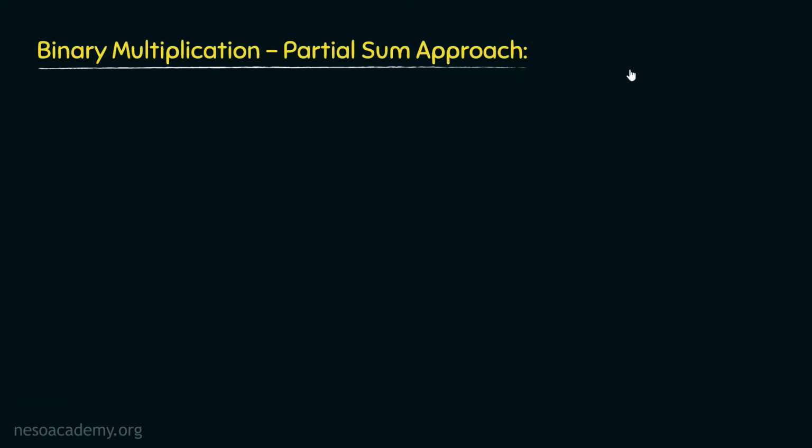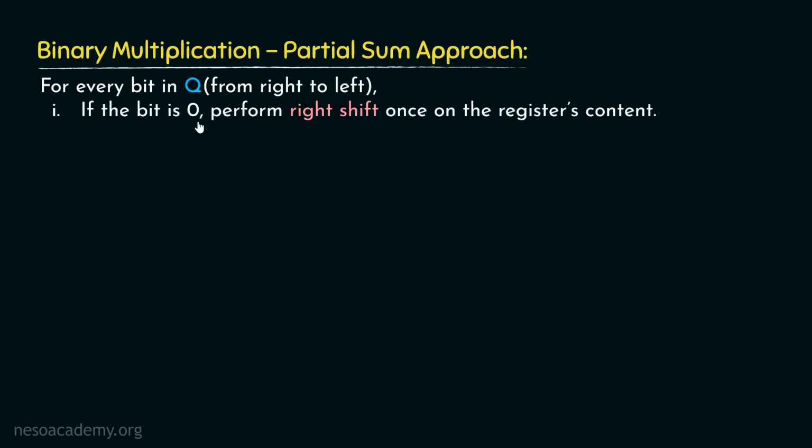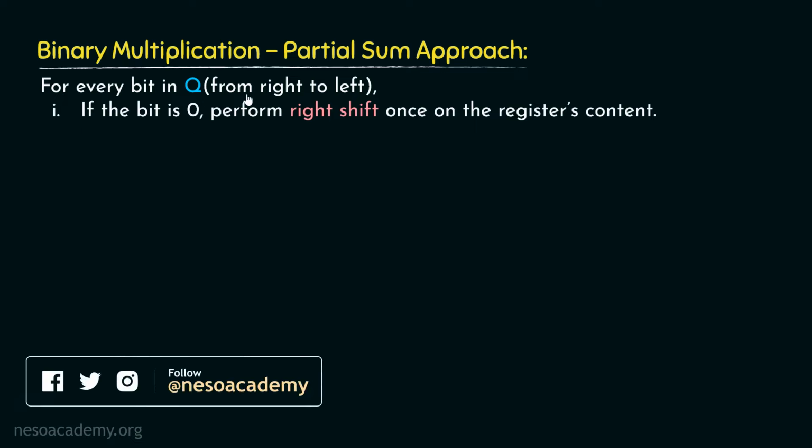Let's now observe the partial sum approach. So, for every bit in Q, that is the multiplier, and we have to traverse the multiplier from right to left, that is in the reverse order. If the bit is 0, basically while traversing the Q, that is the multiplier, from right to left, if we come across the bit 0, we are supposed to perform a right shift once on the register's content.